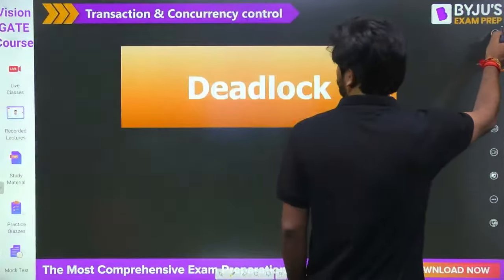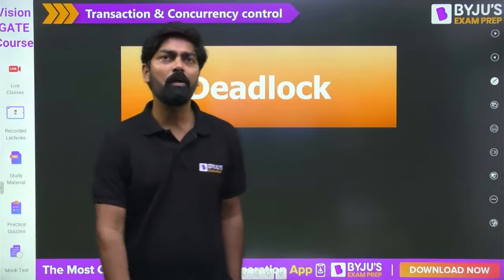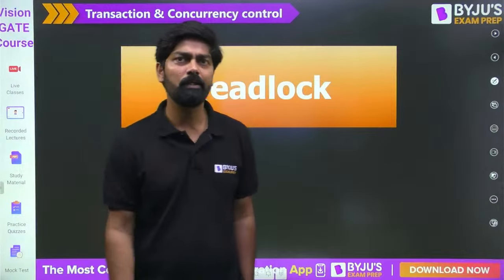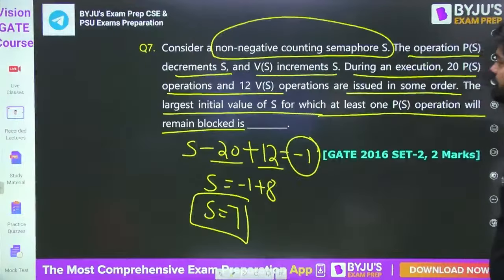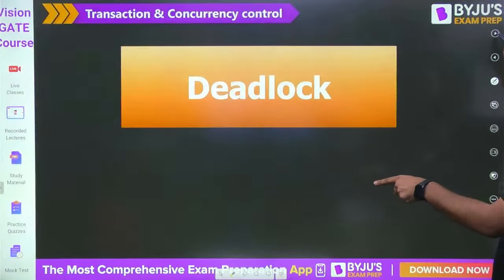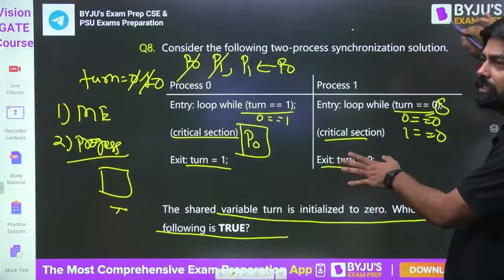Okay, so I'm moving forward. Deadlock we'll discuss tomorrow. Deadlock and memory management we'll discuss in the next class. I hope all these questions are clear. If you have any doubt, see, this question is nothing but strict alternation. So what will be the answer? I think the answer is not there. Progress is not satisfied for this one.